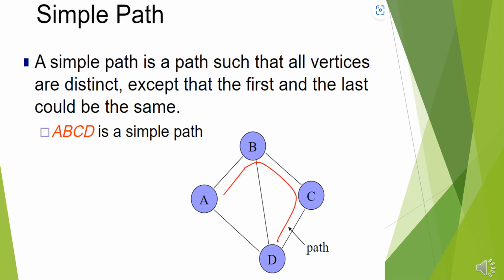Next we are going to discuss the simple path. A simple path is a path such that all vertices are distinct, except that the first and last could be the same. For example, ABCD is a simple path. Here the simple path represents a shortest way in which the execution may be done.